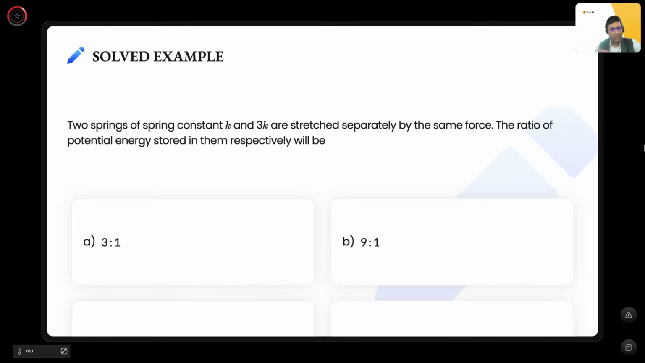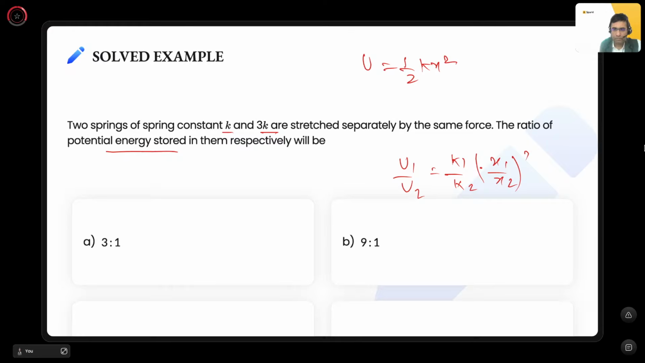Two springs, again a very important question, a very important question. Two springs of spring constant K and 3K are stretched separately by same force. Force is the same, the ratio of potential energies. So we know potential energy is half kx square. U1 upon U2 will be equal to K1 by K2 into x1 upon x2 whole square.